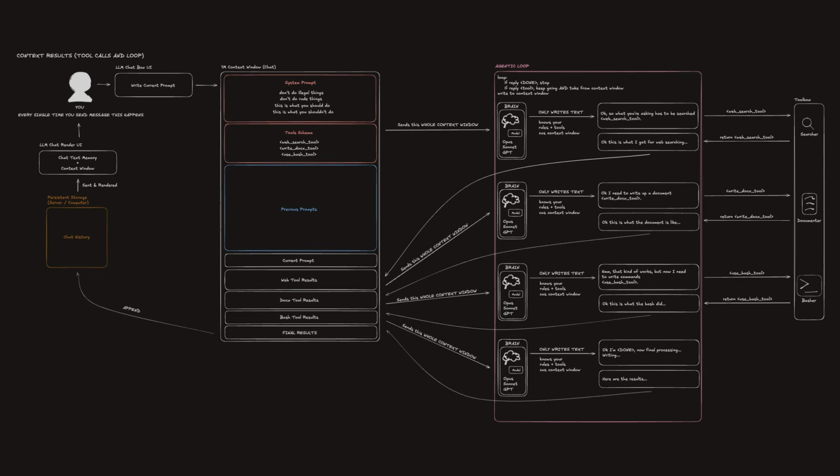Now, we move on to tool calls and loops. The agentic loop is actually a process where it keeps on looping. While it's looping, it's taking the context window, then calling for tools, and then appending the tool results to the context window until it's done.